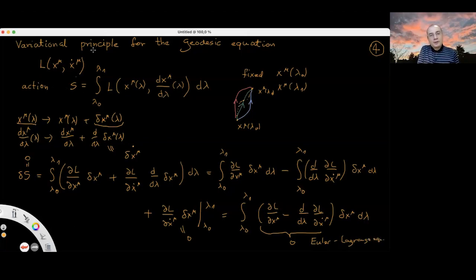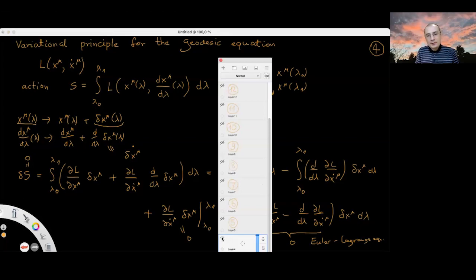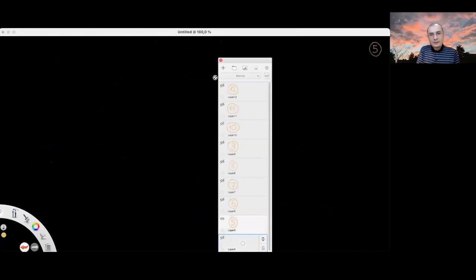We have to use a particular form of L to obtain the equations. And these are all the Euler-Lagrange equations for x mu, which extremize the action. Any questions to this? I don't hear any, so let's go.